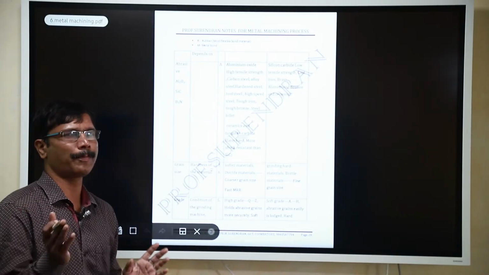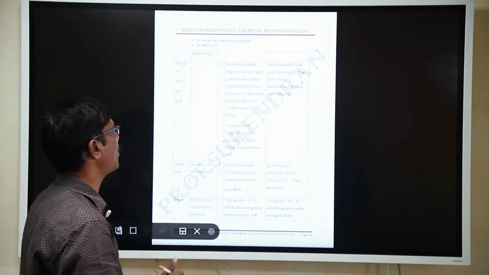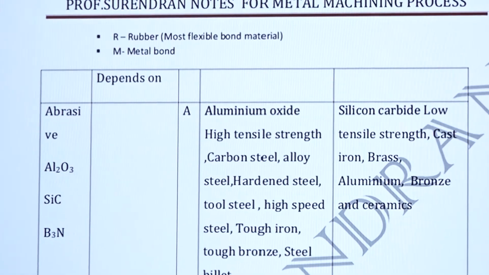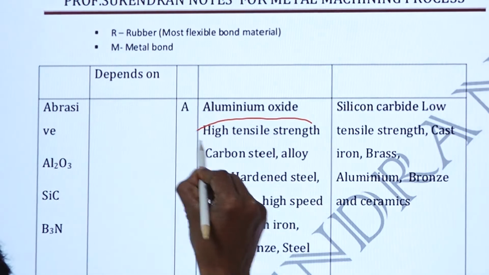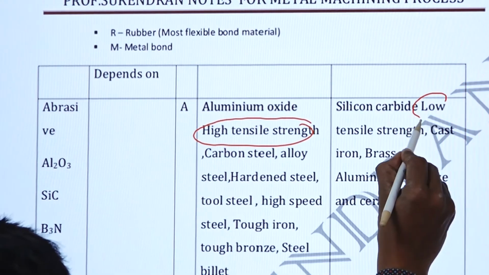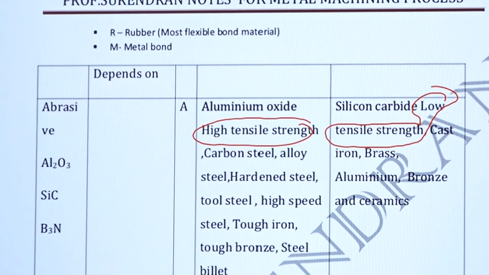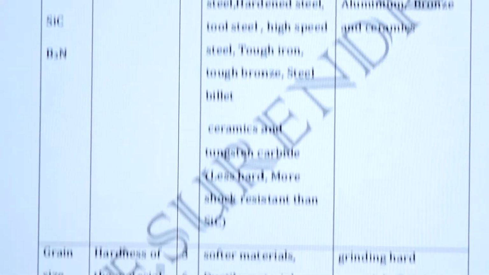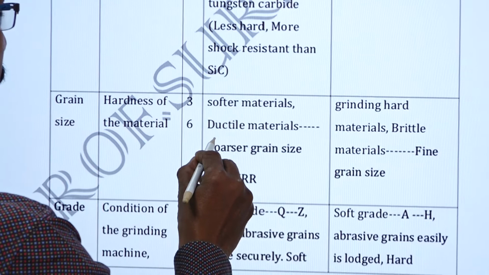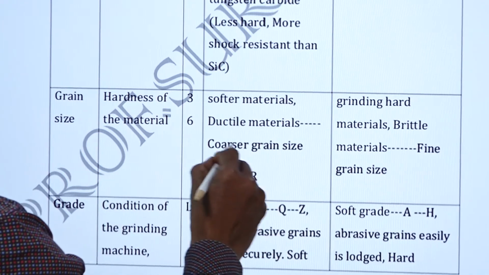So we have some comparison here. Aluminum oxide is used for high tensile strength material. Silicon carbide is used for low tensile strength material. These are some examples. And for grain size, soft material, ductile material, coarse grain.